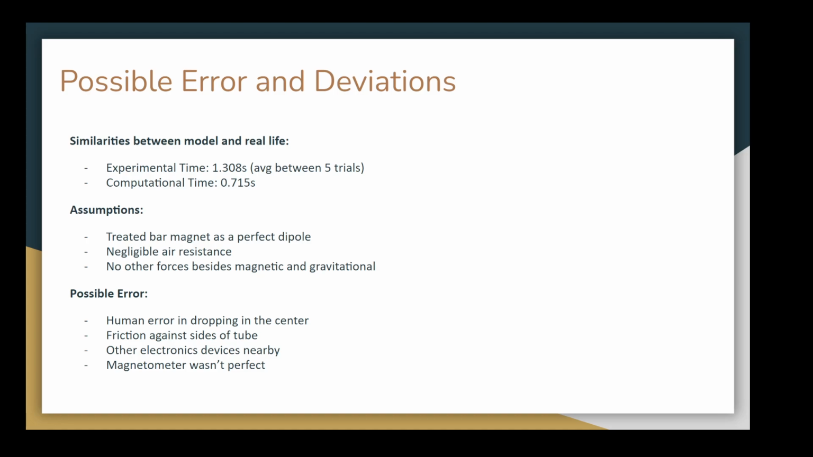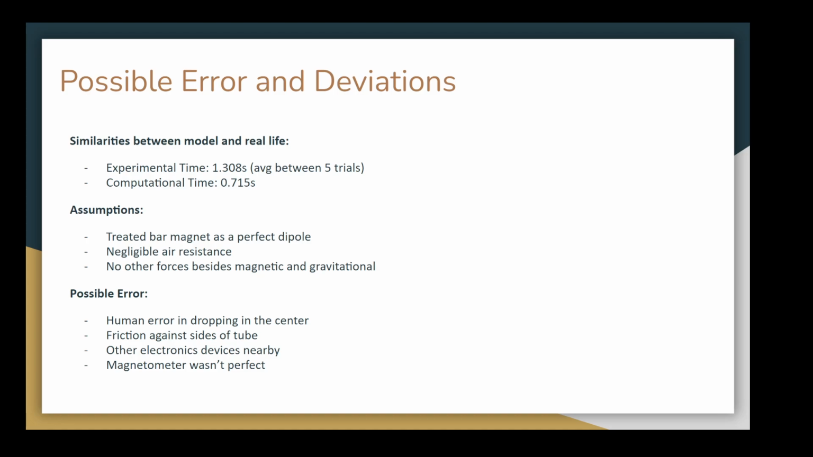Error and deviations. Obviously the computational time and experimental time were different, by about 0.6. The computational time isn't exactly accurate because assumptions were made, which I'll go over in a second. But experimentally, there could also have been errors where it was bumped against the wall or didn't drop directly in the center.